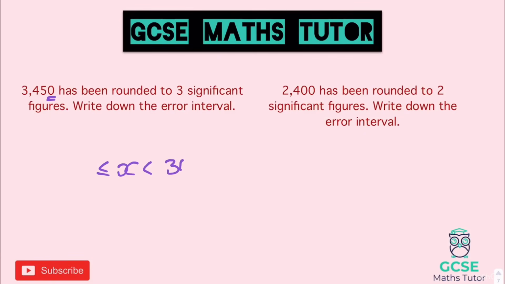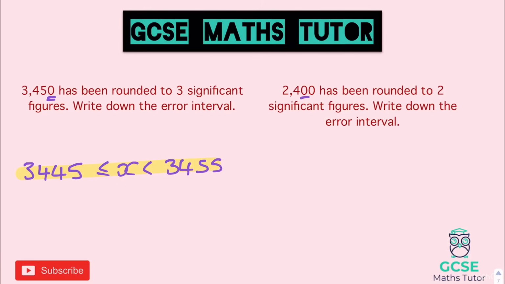So 3,455. And if we take 5 away, or drop the 5 down to a 4 and add the 5 on, or take 5 away from 50, we get 3,445. There we go, and there's our final answer for that one. 3,445 and 3,455. On to the next one.